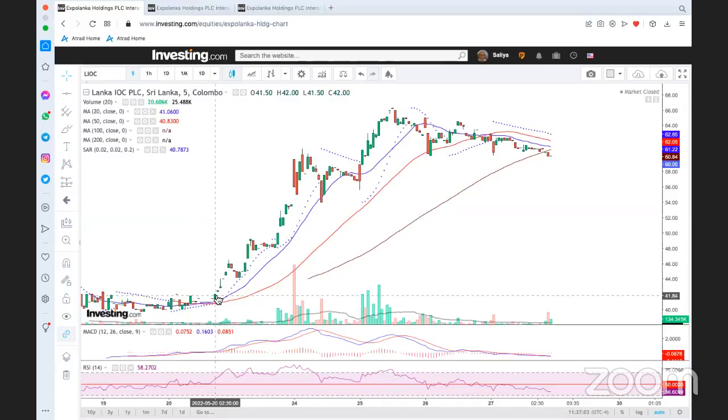But people who are confident, who are using stop loss, they will be making use of these areas also to buy and accumulate at that point, right? So that's one main strategy that you can use by using the uptrend confirmation, right? That is in the case of LIOC.